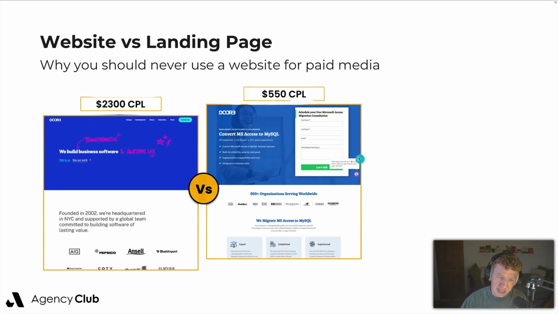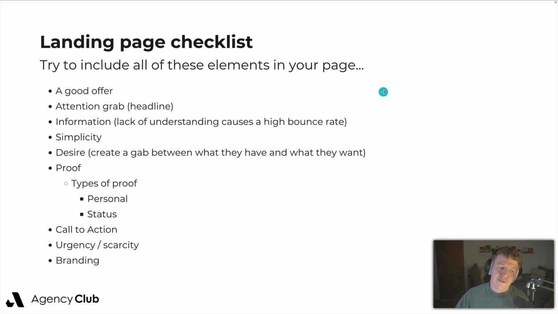Just a good comparison here: a landing page versus a website, and obviously that can drastically decrease your cost per acquisition, which is what we want. Okay. Landing page checklist. The first thing we'll jump into is a landing page checklist. These are all the things that when you're building a landing page, you want to take out your notes or take out your pen and paper and be like, okay, does it include this? Does it include this? These are the things.